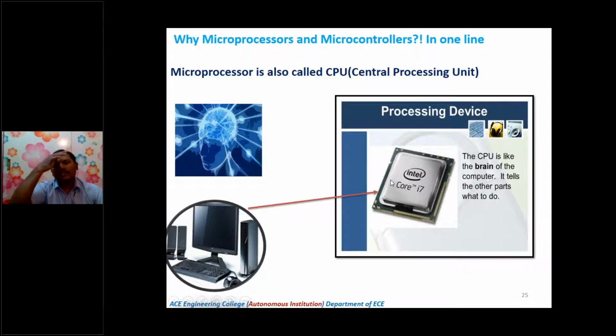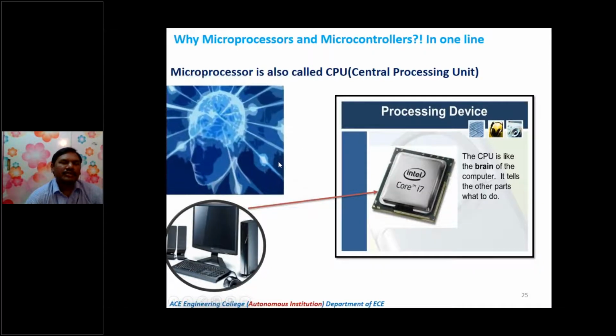All the engineering students, from today onwards we have to say that CPU means only the microprocessor, because CPU stands for Central Processing Unit. When we perform any operation, the central processing unit only will perform it. That's why it is called a central processing unit or microprocessing unit. So the CPU is like the brain of the computer. It tells the other parts what to do, like our human brain.